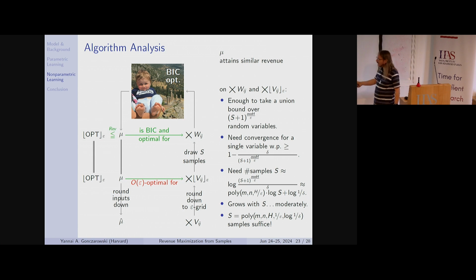It's completely clear by definition that mu gets at least as much revenue over this distribution as this optimal does. Why? Because mu is optimal for this. I'm going to claim to you that mu gets almost as much revenue as this does here. How am I going to claim this? I'm going to change what I proved to you.